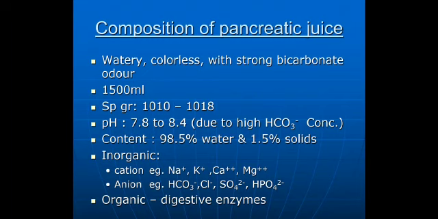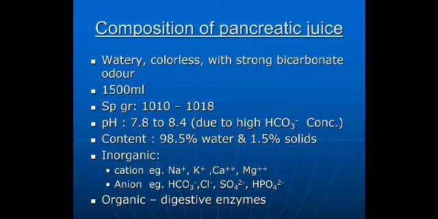The pancreatic juice is alkaline in nature with a pH of 7.8 to 8.4. It is watery, colorless, with a strong bicarbonate odor. Per day, around 1500 ml is secreted with a specific gravity of 1010 to 1018. It has an alkaline pH due to high bicarbonate concentration. The content is 98.5% water and 1.5% solids.